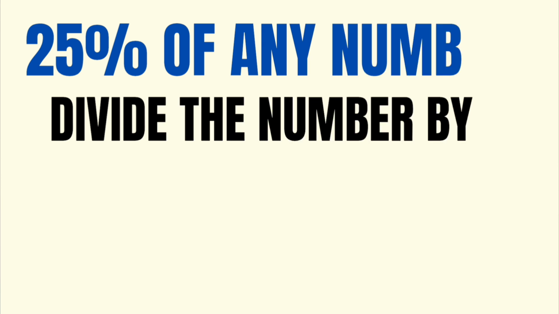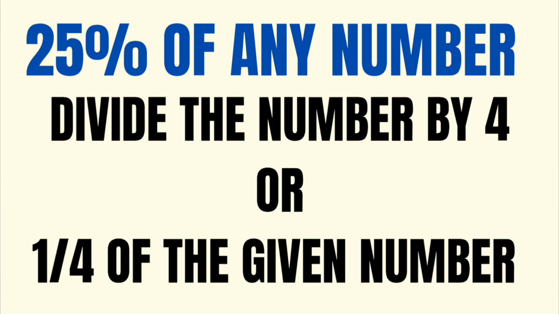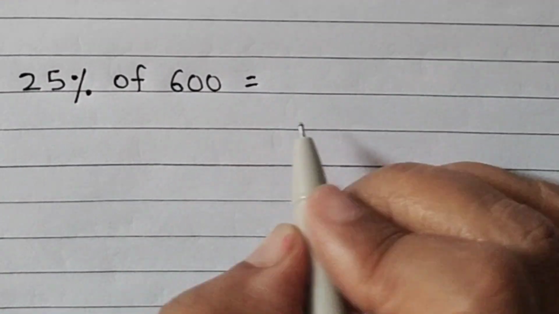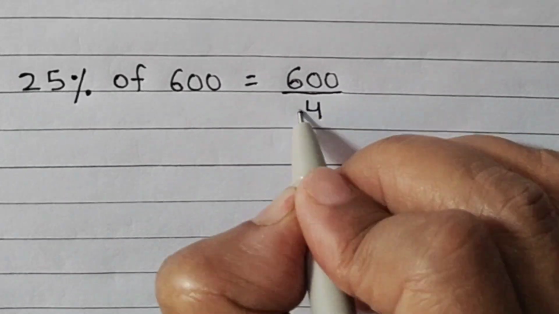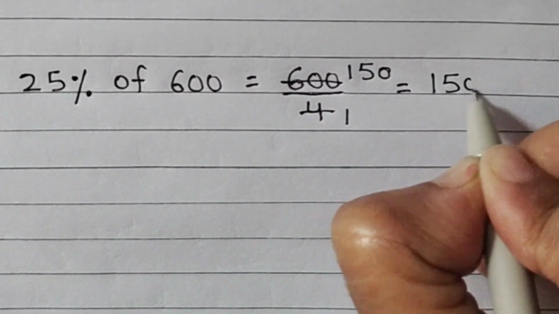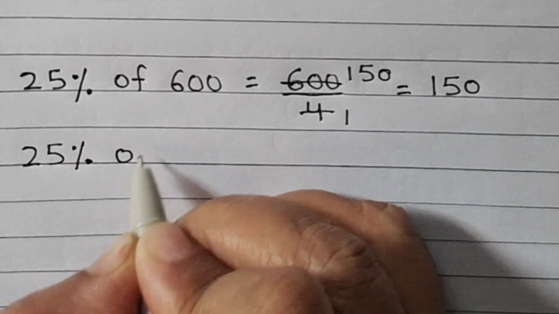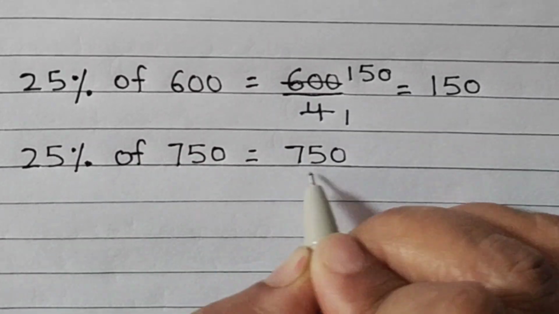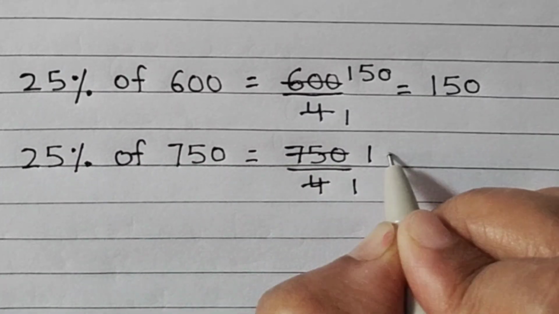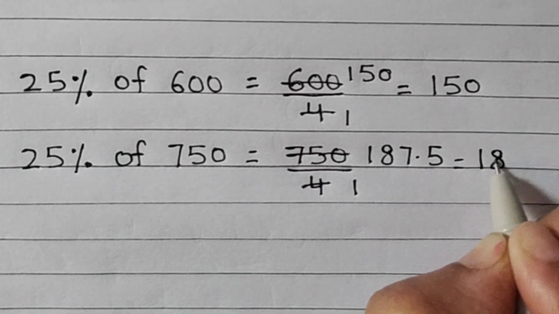Now we will learn to find 25% of any given number. To find 25% of any number, just divide that number by 4. That means 1/4 of that number is 25%. So 25% of 600 is 600 divided by 4, which is equal to 150. So 25% of 600 is 150. 25% of 750 is 750 divided by 4, which is equal to 187.5.